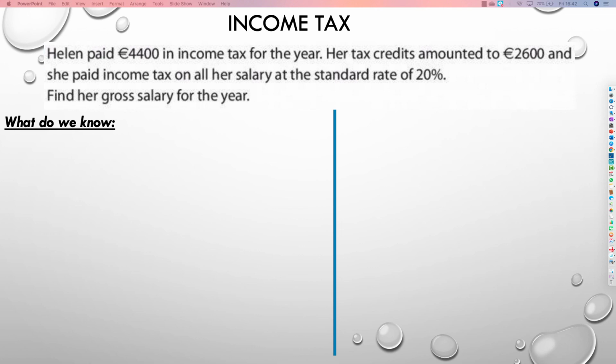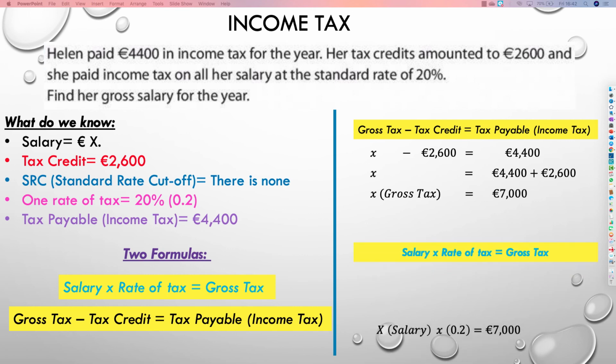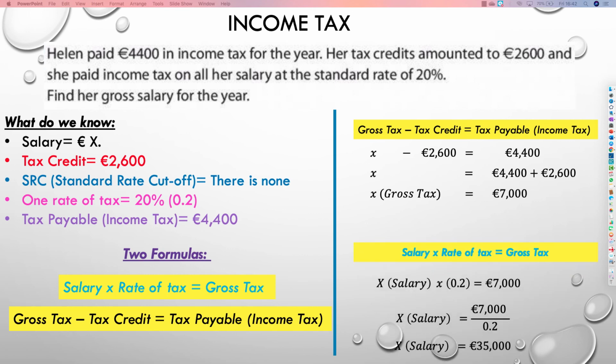That's 20%. Because she pays 20% of her salary as gross tax, which you figured out was 7,000. You want her whole salary, which is 100%. Divide that by 20, multiply by 100 to get 100%. So 7,000 divided by 20, multiply by 100, you get 35,000.